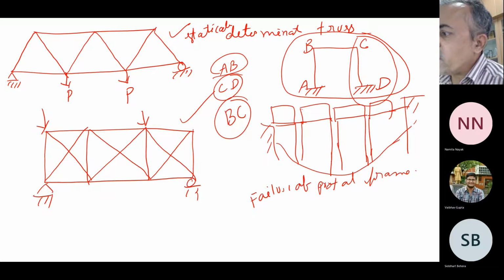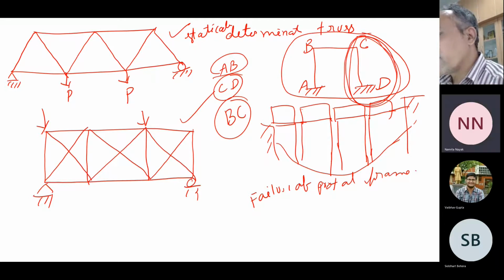Suppose this is a statically determinate or indeterminate structure. It is indeterminate. So if CD goes, will the system fail, or what will happen here? Load distribution will happen. It will not fail suddenly. So the system is not failing.